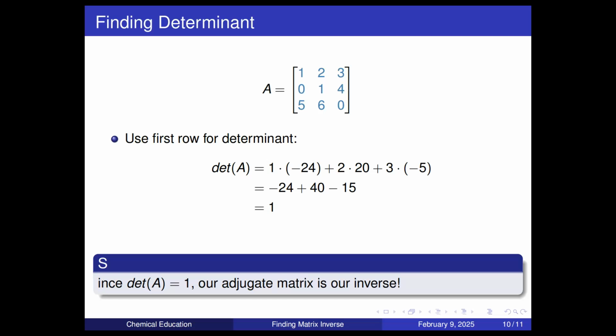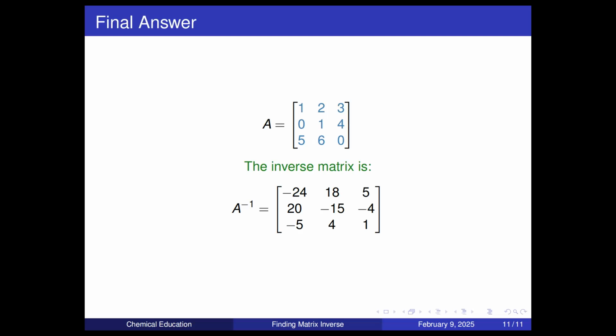So as determinant is 1, our adjoint matrix is our inverse, because we know that A inverse is nothing but adjugate of A divided by determinant. So determinant is 1, so whatever adjugate we got, that will be the inverse matrix. So here the inverse matrix is minus 24, 18, 5, 20, minus 15, minus 4, minus 5, 4, 1.